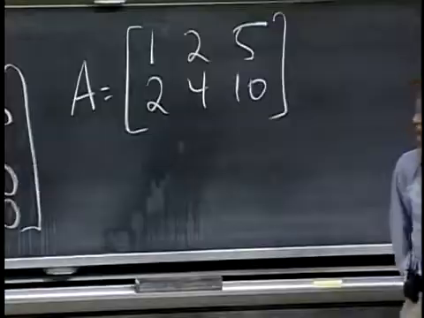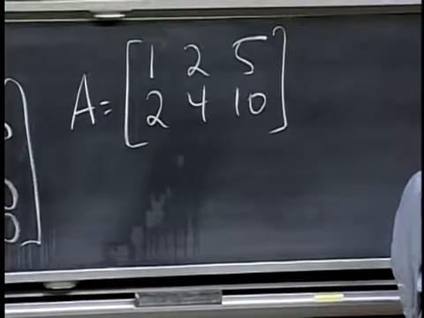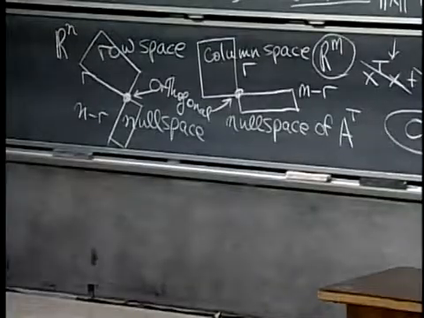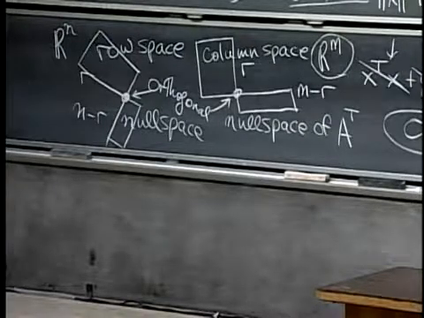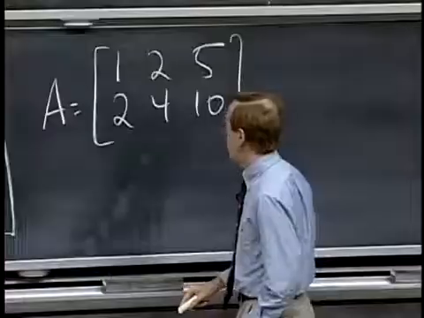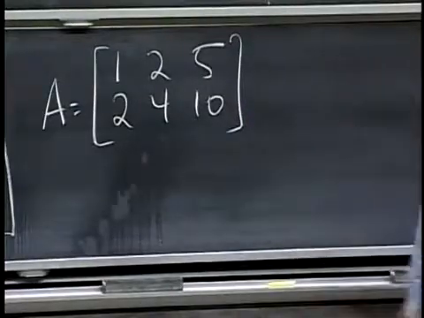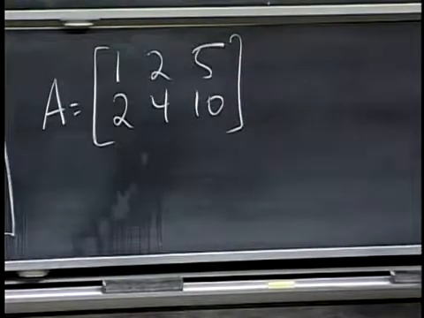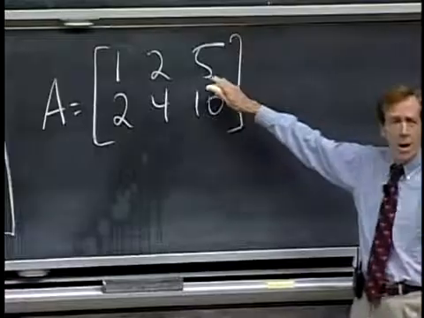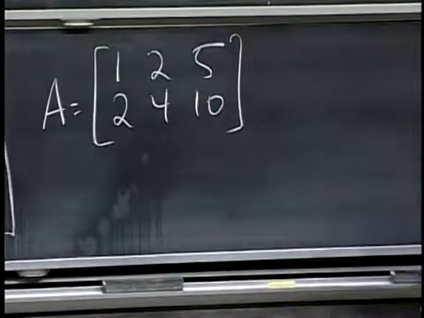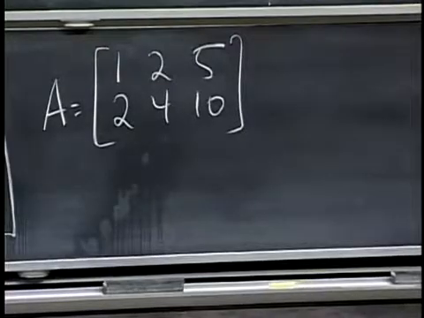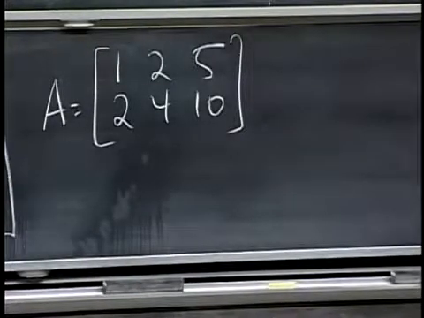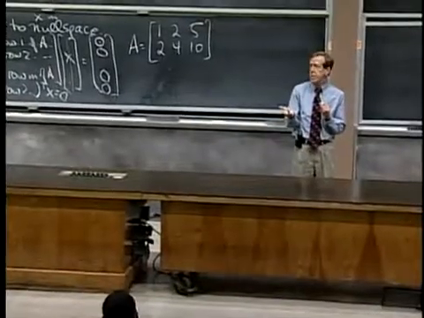What's the dimension of that row space? 1. What's the dimension of the null space? What's the null space look like in that case? The row space is a line, right? One-dimensional. It's just a line through 1, 2, 5. Geometrically, what's the row space look like?